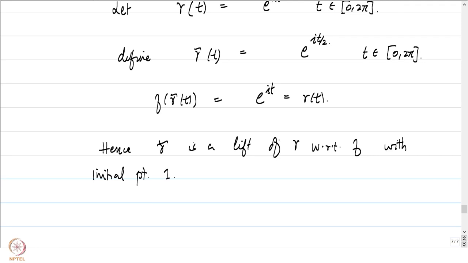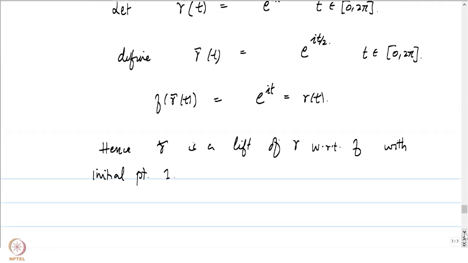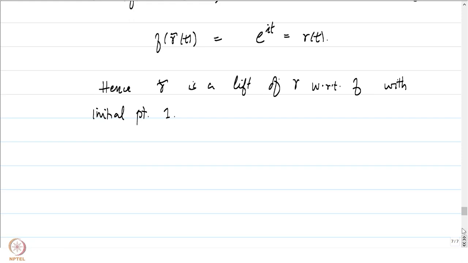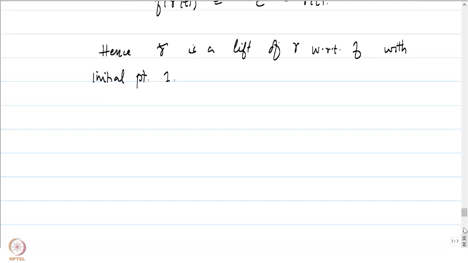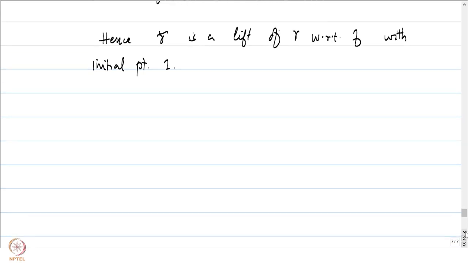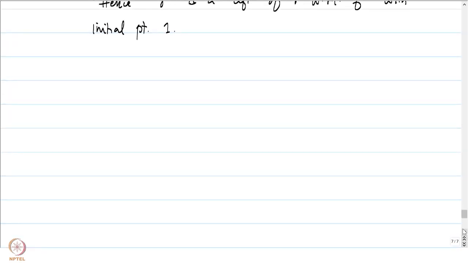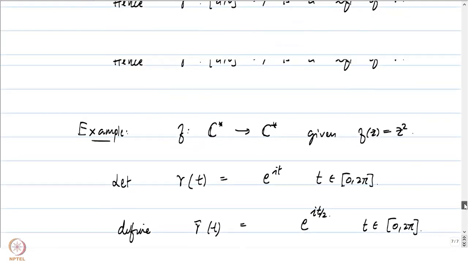But notice that gamma is the unit circle, it's a simple closed curve. However, gamma tilde is a curve which starts at 1 and ends at minus 1. So this is not a closed curve. So a closed curve need not be lifted to a closed curve. That's the first thing that we can note. Of course, if you are lifting a null homotopic curve, then the story is different, because now the entire homotopy can be lifted, and therefore the homotopy will lift to a null homotopy in Y as well, and therefore the curve will continue to be a closed curve, but not in such curves where it's not null homotopic.